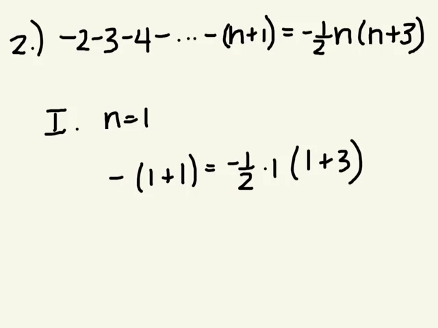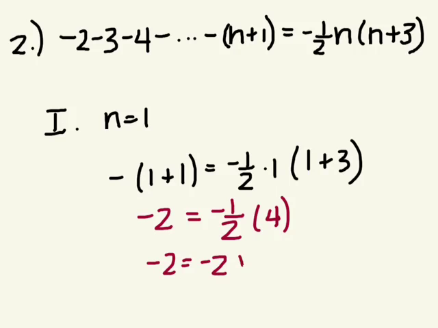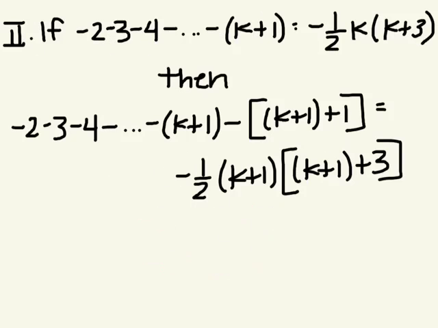This is number 2 from the mathematical induction practice quiz. Again, I have n equals 1, the first case set up here. We have -2 equals -1/2 times 4. So that's -2 equals -2. So our n equals 1 case works, our base case.